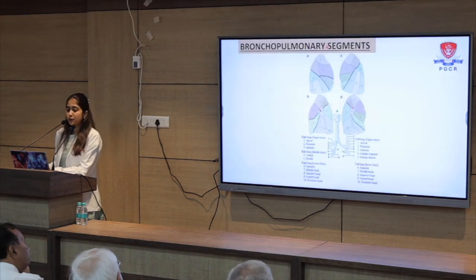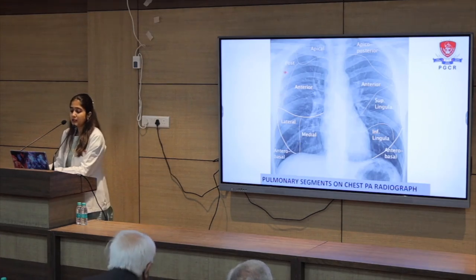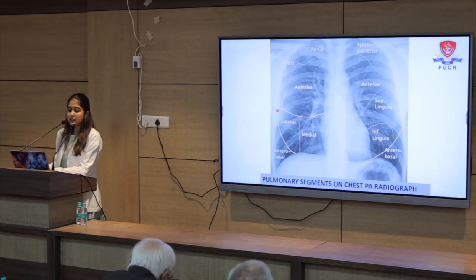Now we'll describe the bronchopulmonary segments. As we know, there are 18 bronchopulmonary segments, 10 in the right lung and 8 in the left lung. Now, these are the bronchopulmonary segments. As I've discussed, this is the right horizontal fissure, this is the right oblique fissure, and this is the left oblique fissure, which divide it into right upper lobe, right middle lobe, and right lower lobe, and left upper lobe and left lower lobe. Now, the right upper lobe has apical segment, anterior segment, and posterior bronchopulmonary segment, whereas in the left upper lobe we have anterior segment and apico-posterior segment.